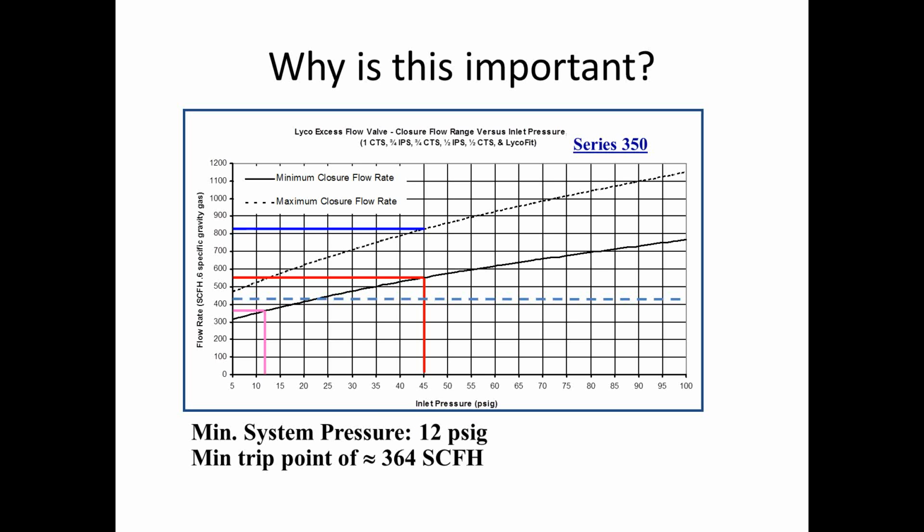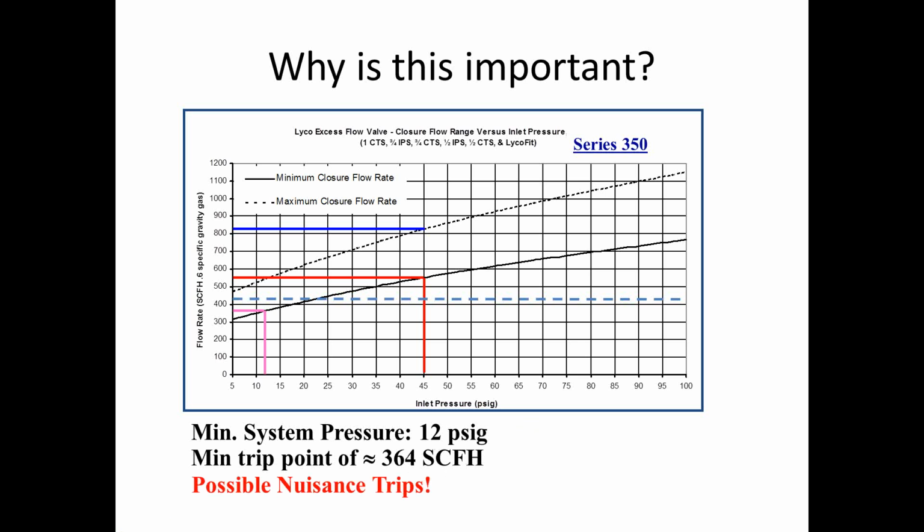what happens if we look at this now at a system pressure of 12 psi? Our minimum that our system drops to is 12 psi. What you see happens is all of a sudden our minimum trip point drops below our anticipated load. And now the expected load is about 17% higher than the minimum trip point of 364 standard cubic feet per hour. So what does that cause? That will cause what we call nuisance trips.